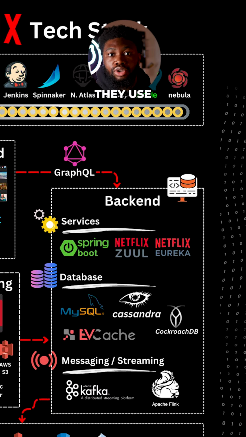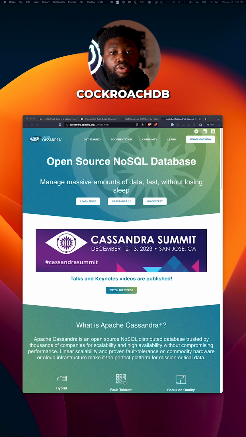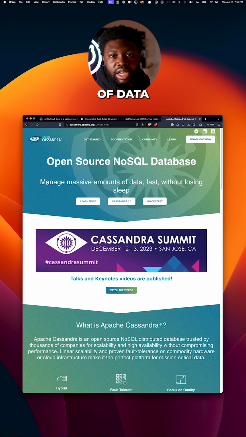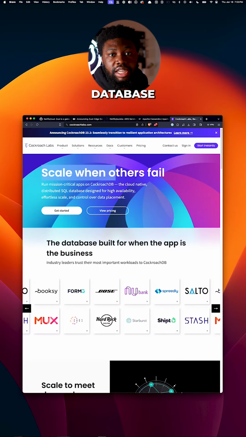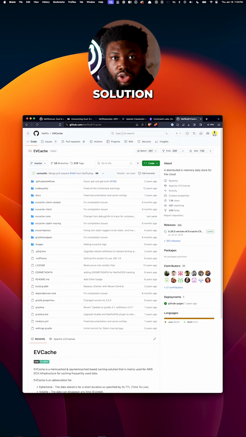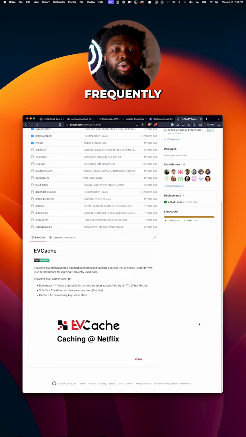For databases, they use MySQL, Cassandra, CockroachDB, and EVCache. Cassandra and CockroachDB are known for managing large amounts of data across commodity servers, kind of like distributed databases, for lack of a better way of explaining it. Cassandra is a NoSQL database, and CockroachDB is an SQL database. EVCache is a caching solution Netflix created mainly used in AWS EC2 infrastructure for caching frequently used data.